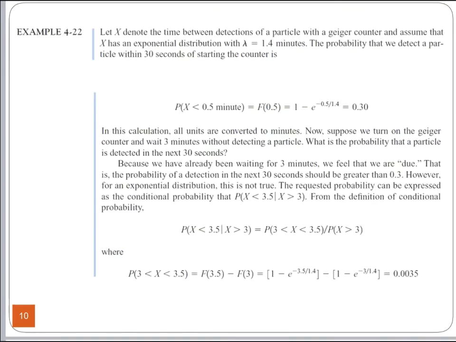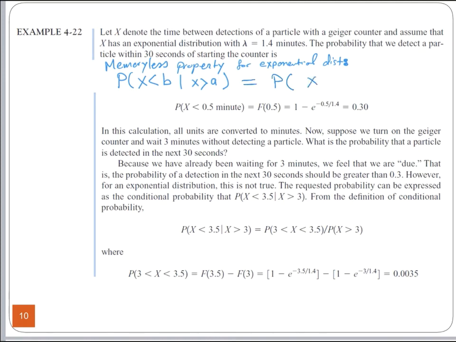So direct. A memoryless property, the memoryless property that I discussed earlier for exponential distributions, means that the probability of the random variable x less than the value b, given that the random variable x is greater than the value a, is equal to the probability that the random variable x is less than the difference between b and a, so b minus a.